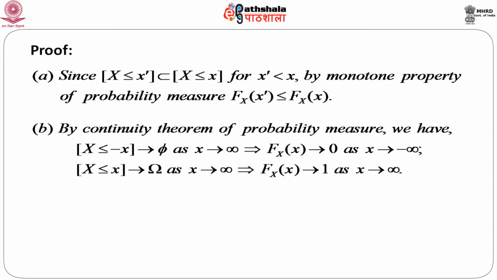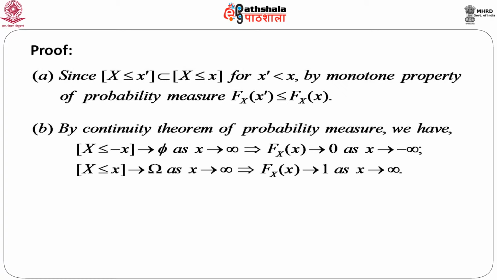If we consider the event capital X less than or equal to minus x, naturally as x goes to infinity, this event, this set, goes to the null set, which is phi. So naturally, x going to infinity means minus x goes to minus infinity. In other words, we can write the probability of this event, which is nothing but capital F of x, goes to 0 as x goes to minus infinity.